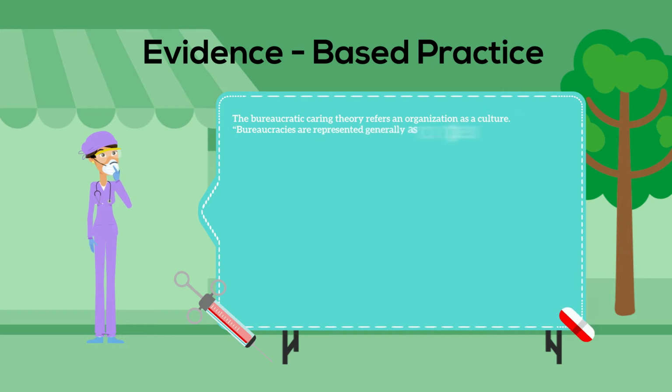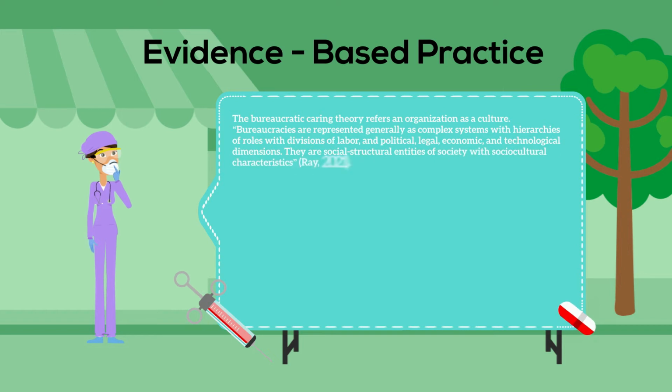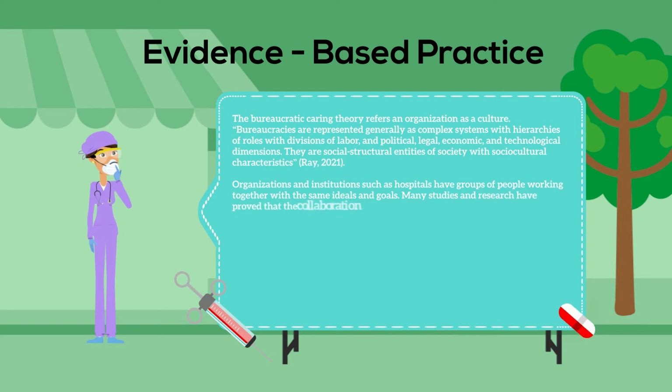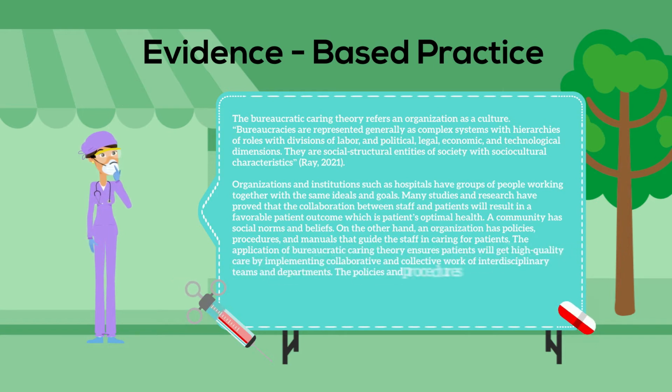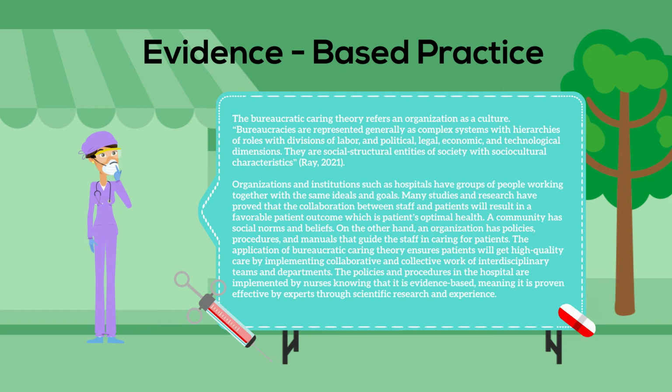The bureaucratic caring theory refers to an organization as culture. Bureaucracies are represented generally as complex systems with hierarchies of roles, with division of labor, and political, legal, economic, and technological dimensions. They are social, structural entities of society with socio-cultural characteristics. Organizations and institutions, such as hospitals, have groups of people working together with the same ideals and goals. Many studies and research have proved that the collaboration between staff and patients will result in a favorable patient outcome, which is patients' optimal health.